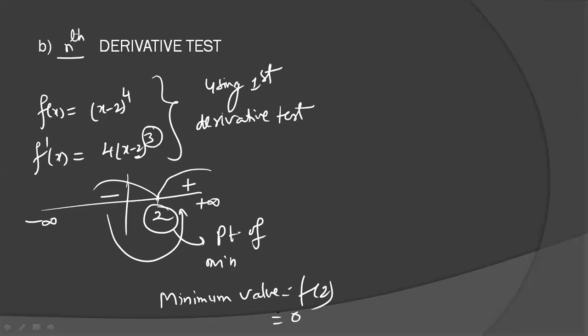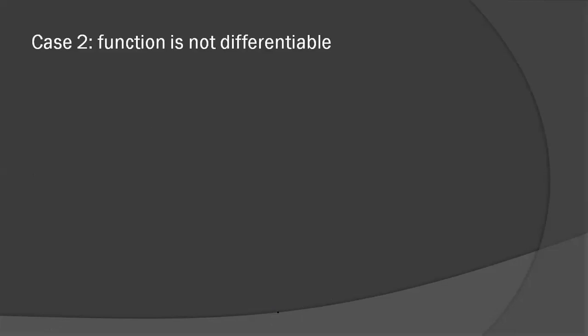Now we have another case: when the function is not differentiable. In the previous two methods, we are assuming that the function is differentiable up to the required order. Here three cases arise, three situations.